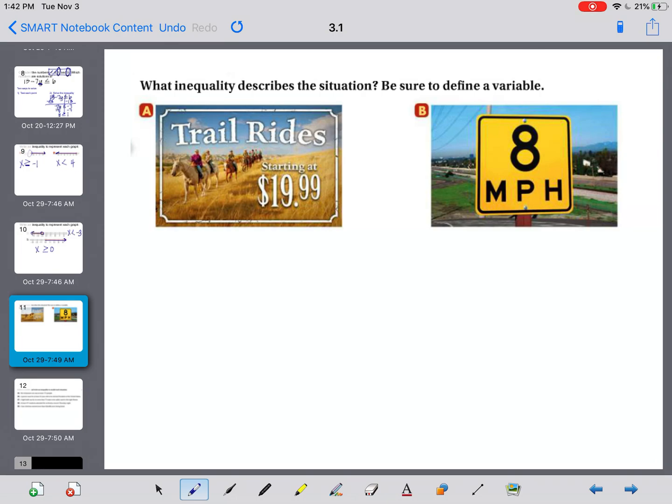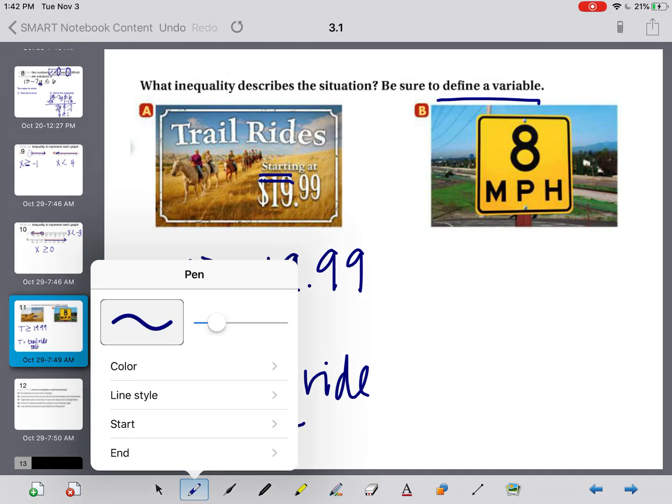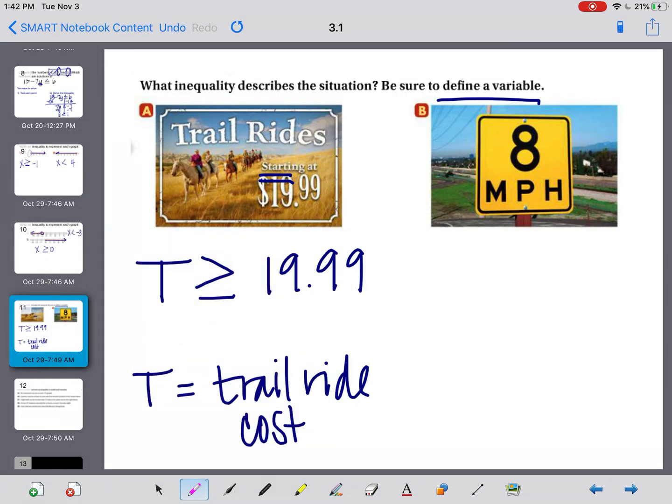All right, real life situation. This one says that trail rides are starting at $19.99. That means some of them might cost more than $19.99, but some of them might be equal to $19.99. So I'm going to put T, and I'm going to put $19.99. And because I know that one of the trail rides could be equal to $19.99, I'm going to put the equal to bar. But I also know that they could be greater than, because that's just the price that they're starting at. Okay, and then remember it says be sure to define a variable, so I'm going to say that T is equal to trail ride cost.